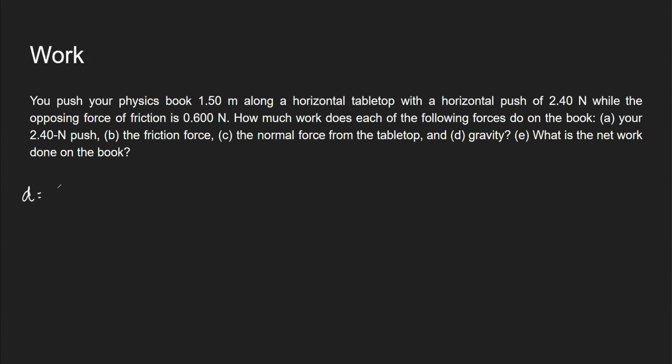While we're reading, we're recording the given: 1.5 meters along a horizontal tabletop. So I can assume that's just along the x-axis. A horizontal push of 2.4 newtons, so that's a push, an external force. That is my big F equal to 2.4 newtons, while the opposing force of friction is 0.6 newtons, small f. How much work does each of the following forces do on the book?